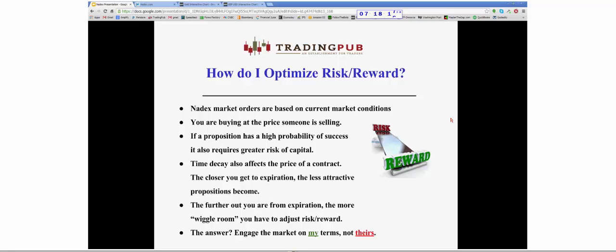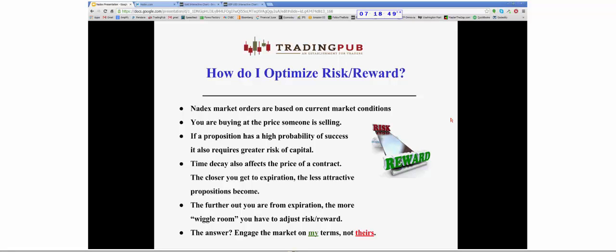If a proposition has a generally high probability of success, it usually requires greater risk of capital, as I just mentioned. And time decay can also affect the price of a contract. The closer you get to expiration, generally the less attractive the propositions become from a risk-reward standpoint. The further you're out from an expiration, the more wiggle room there is, so you have time to adjust your risk and reward.